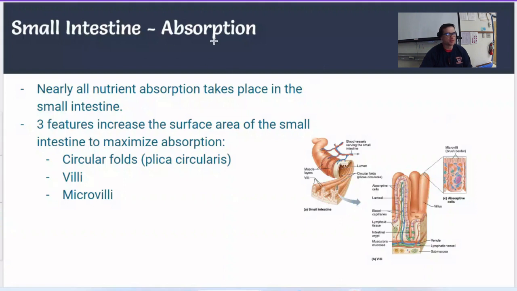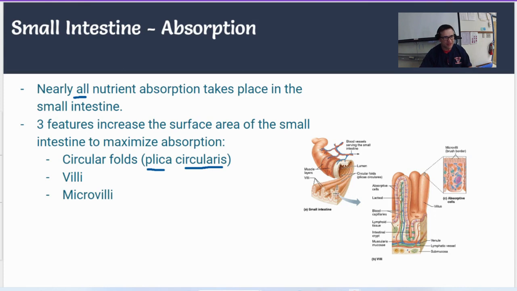Small intestine absorption. Nearly all nutrient absorption takes place in the small intestine, 90% plus. All right, so three features that help to increase surface area to help increase absorption in the small intestine. The first is called the plica circularis, which are circular folds. So inside the lumen or in the mucosa, there are these circular little folds, and you can see those guys right here. So they go around the lining of the small intestine, the mucosa.